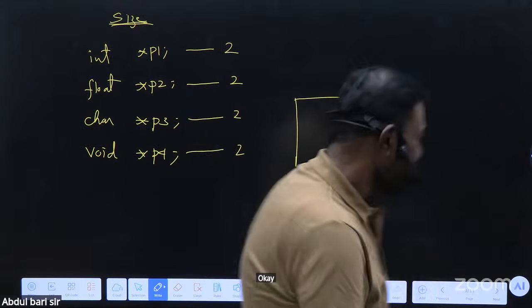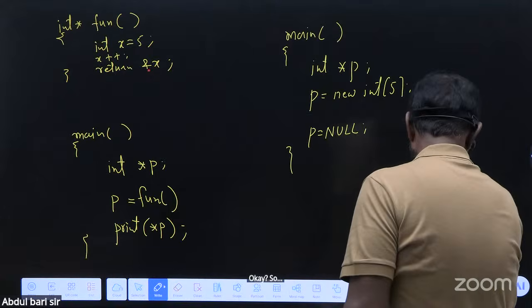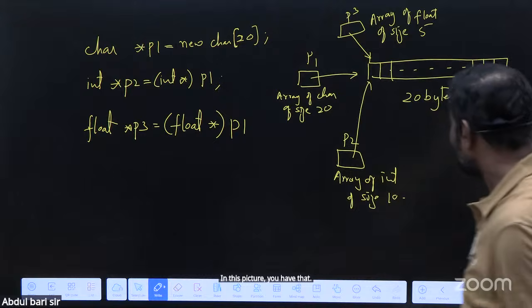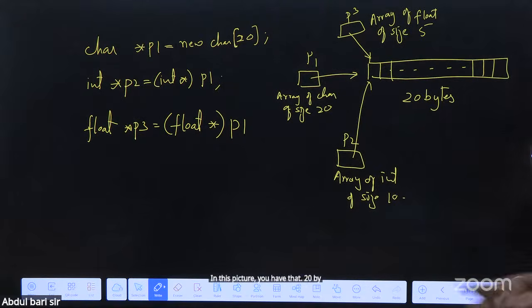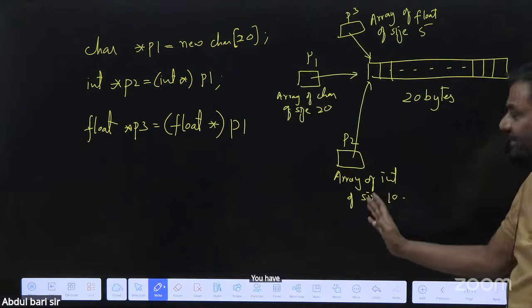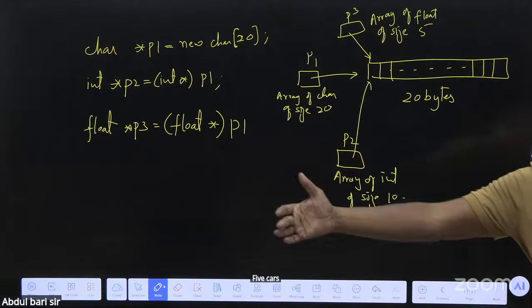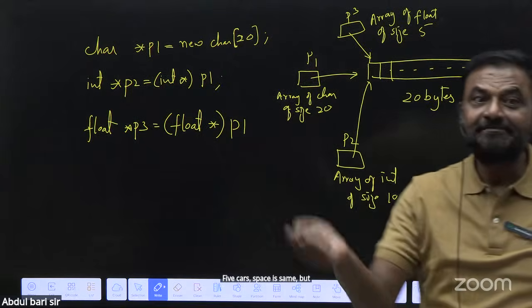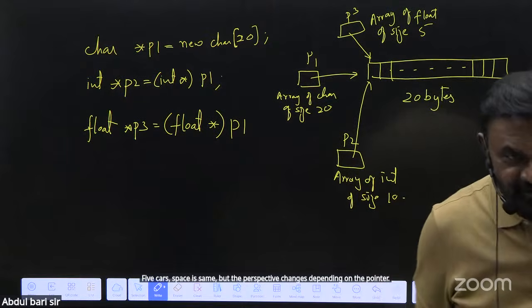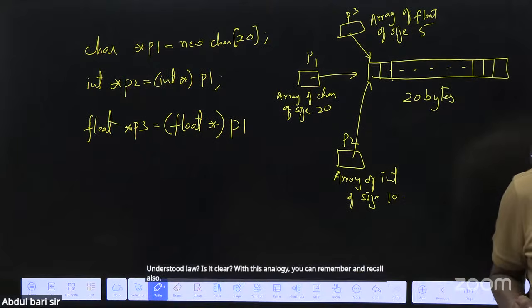Okay? So in this picture you have 20 bytes. If you have a bicycle pointer, you will think that 20 bicycles are there. If you have a bike pointer, you think that there are 10 bikes. If you have a car pointer, you think that there are 5 cars. The space is the same, but the perspective changes depending on the pointer. Understood now? Is it clear? With this analogy, you can remember and recall easily.